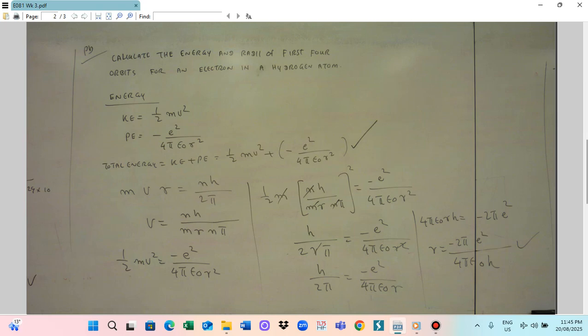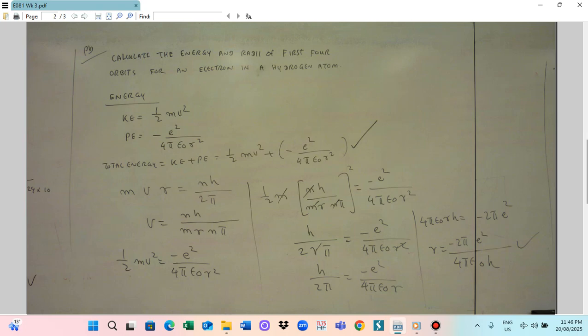So the first problem is we can calculate the electron energy. Electron energy uses the formula mv squared by r equals e squared divided by 4 pi epsilon zero r squared. KE is half mv squared, and because we want the KE, we substitute the half, so we can calculate. And PE we just use this equation. The next one is we also need to calculate the energy and the radius of the first 4 orbits for the electron in a hydrogen atom. So this means the energy and radius. For energy we can use this formula.